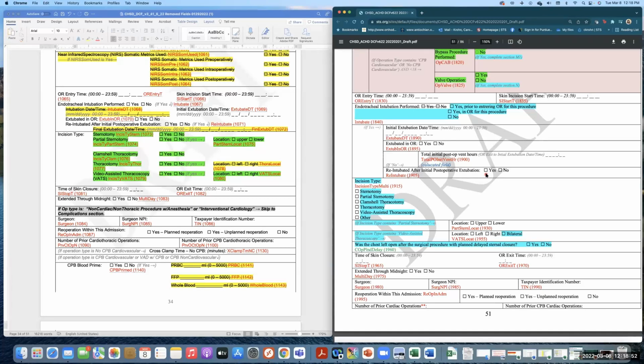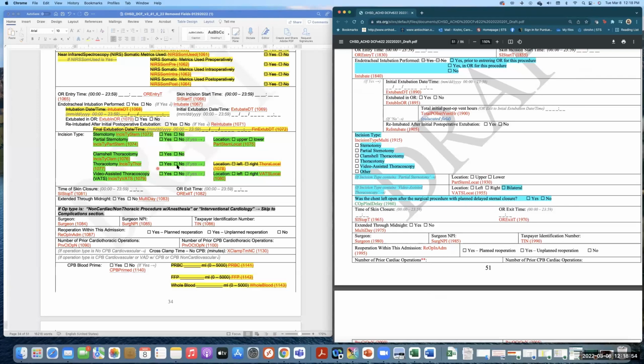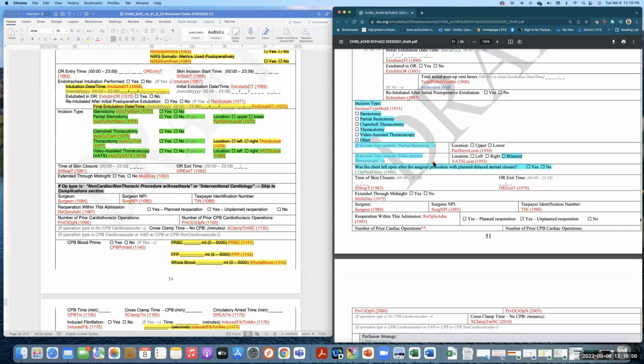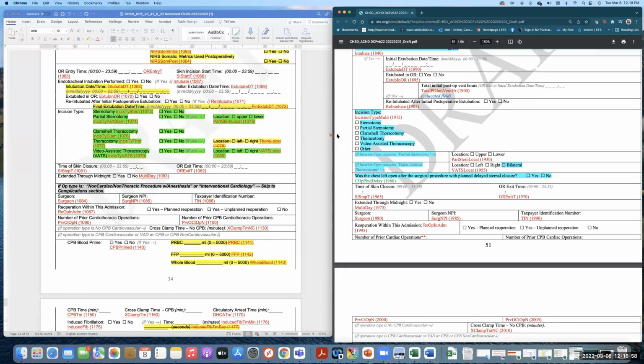Then we move on to incision types. So the incision types have not changed. But I think the reason it looks like new fields is that it's now a multi-select field instead of everything being yes, no, yes, no. Did you do a sternotomy? Yes or no. And going by each type, it's now multi-select. So you select the incision types that the patient had. And of course, if it was a partial sternotomy, you still pick if it's upper or lower. If the op type was thoracotomy, then it's left, right. We also added bilateral since that was not there before.